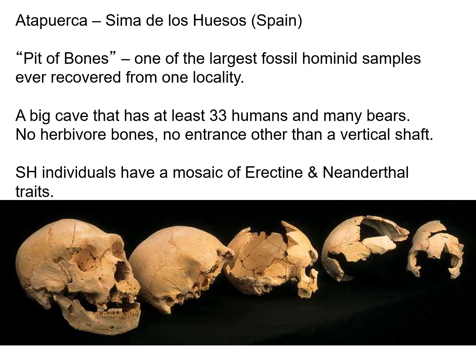So in essence, the question is, well, where do we go from here? Well, if we look at these Atapuerca specimens from the Cima de los Huesos site in Spain, otherwise known as the Pit of Bones, which is one of the largest fossil hominid samples ever recovered from one locality. It's a very large cave that has at least 33 ancient human specimens and many, many bear fossils as well. There's no herbivore bones. There's no entrance other than a vertical shaft, right? So we really think that these individuals may have just been dumped there because they died and those bears were there as well. Or conversely, the bears may have been able to get in and out of there and drag the humans down there. But the individuals that we see here have a mosaic of erectine and Neanderthal traits.